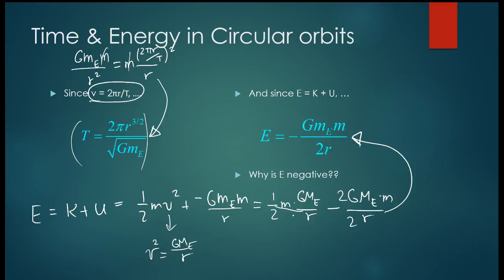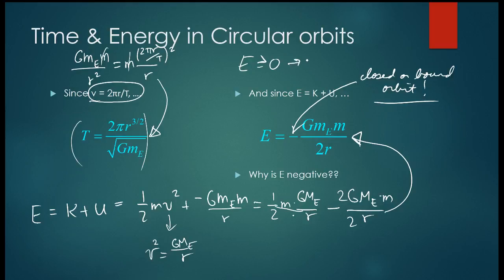Okay, but now what's the meaning of this negative sign? Well, this negative sign means that we have a closed or a bound orbit. Okay, so if you happen to calculate that the total energy is equal to 0 or greater than 0, then you don't have a bound orbit, you have an open orbit, and that's when we have escape velocity occurring. Okay? And anytime you're between this value of E and 0, then you have an elliptical orbit. So it's kind of the same as the velocity.